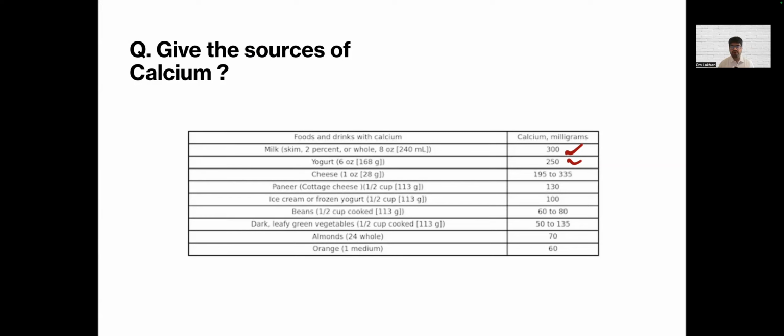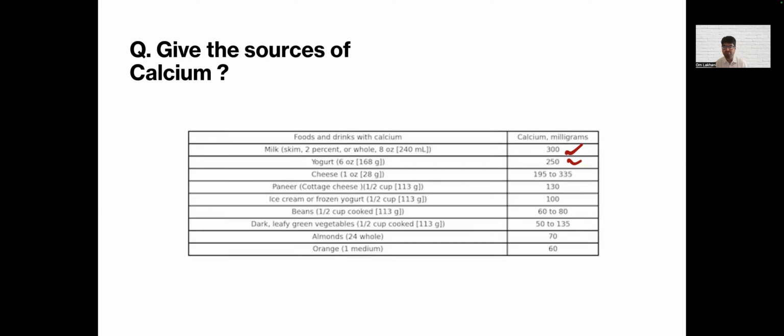Cheese contains about, again, 200 milligram. About 100 gram of paneer contains about 100 milligram of calcium. Ice cream and beans contain a good amount of calcium also. Not good, but some amount of calcium. Green leafy vegetables and almonds contain a good amount of calcium. About 24 almonds contain about 70 milligram of calcium. And oranges contain calcium, right?